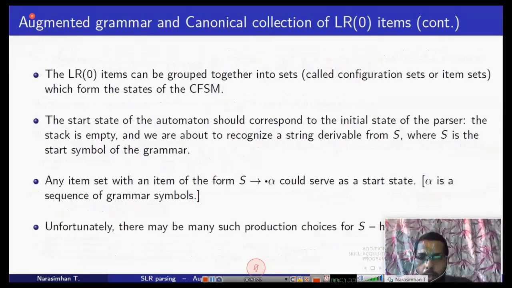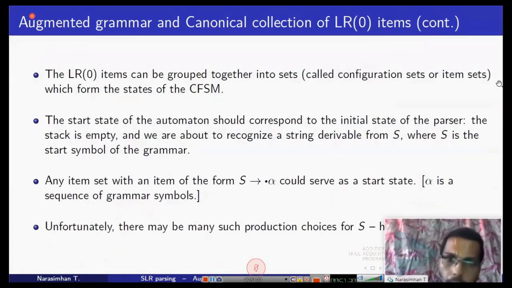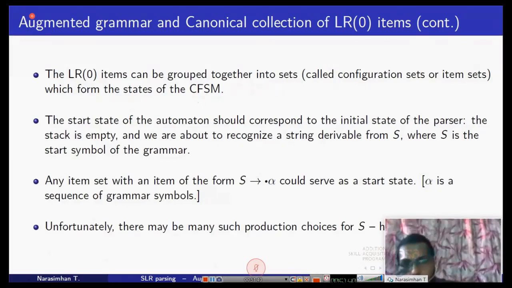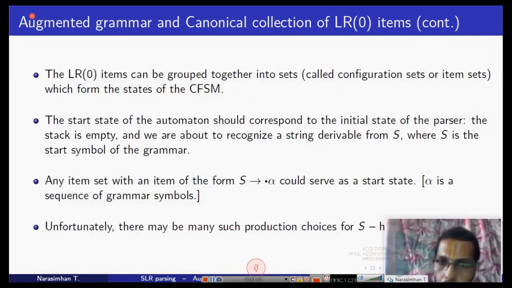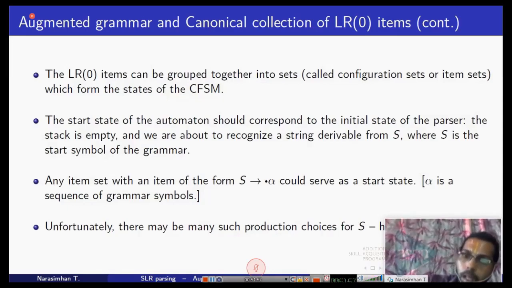So as I told earlier, the LR0 items can be grouped to configuration sets. This configuration set will become the states of the CFSM. So as a finite state machine, you should have a start state. So which state or which configuration set should be made the start state? The configuration set that corresponds to the initial state of the parser should be made the start state.